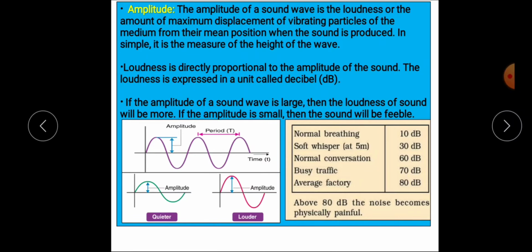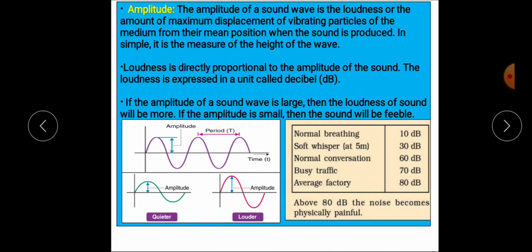Then the displacement, maximum displacement, that is, up to which height from the mean position it is going, or how low it is going, is our amplitude, the height of the wave. Loudness is directly proportional to the amplitude of the sound. The loudness is expressed in a unit called decibel, or small d and capital B.